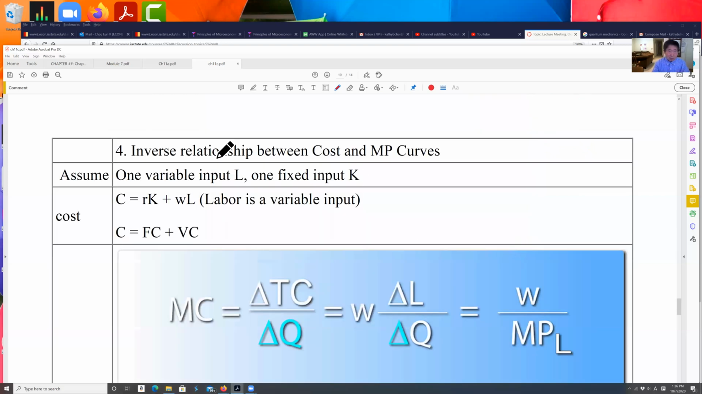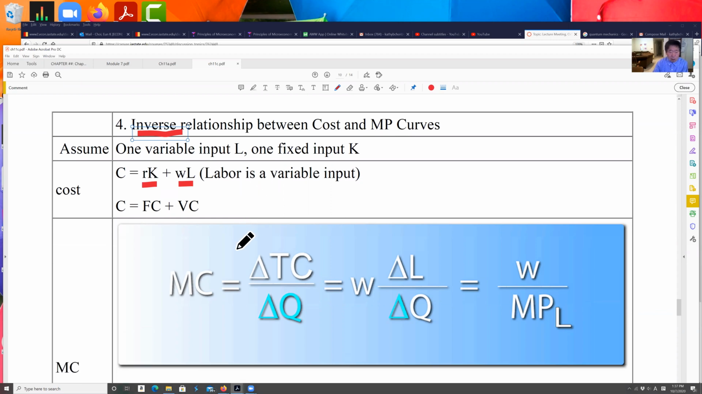So we now consider inverse relationship between cost and marginal product curves. So total cost is the sum of fixed cost, R times K, rent times the amount of capital input, plus the cost of labor. Labor is the variable input here. So marginal cost is change in total cost divided by change in output. But since there is only one variable input, labor, change in total cost is W times change in labor, okay?